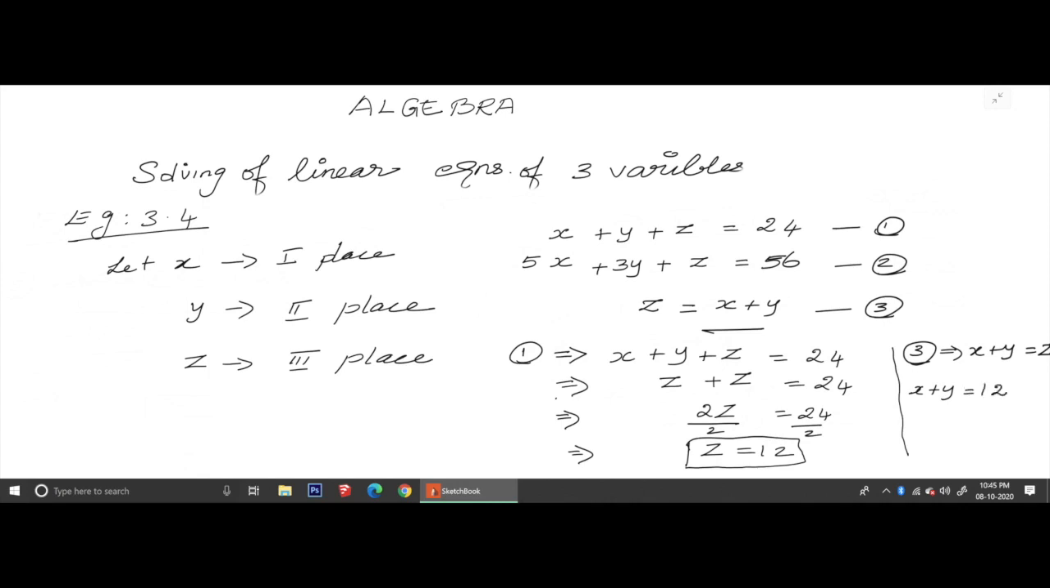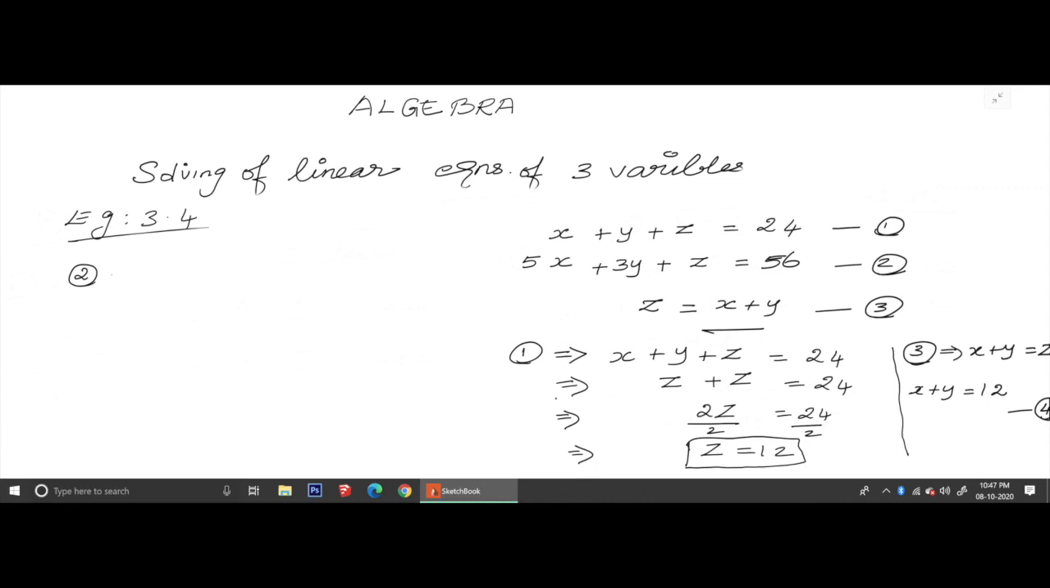And now you see, this is equation 1, 2, 3. Name it as equation number 4. So see, you are having two variables in equation number 4. And we have to get one more equation of the same kind. So which one shall we write? You take the second equation, ma. What is your second equation? It is 5x plus 3y plus z is equal to 56.